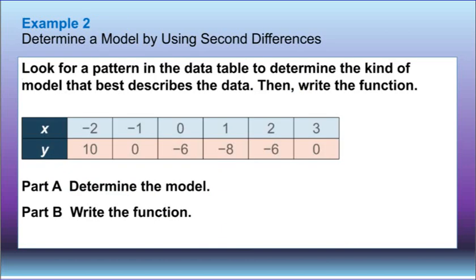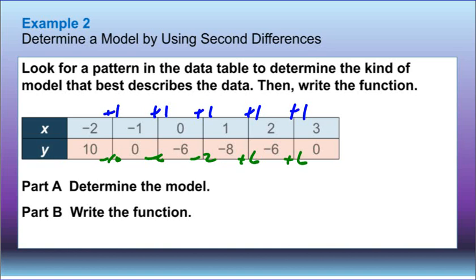Example 2, over here we're going to be finding a model by using the second difference, which we said was going to be quadratic. We're going to look for the pattern. Here these are increasing by 1s. It's just like the linear ones, that was the same way. Now our y's, here I subtracted 10, I subtracted 6, I subtracted 2, now I added 6, and now I'm adding 6. You can see that they are all different.